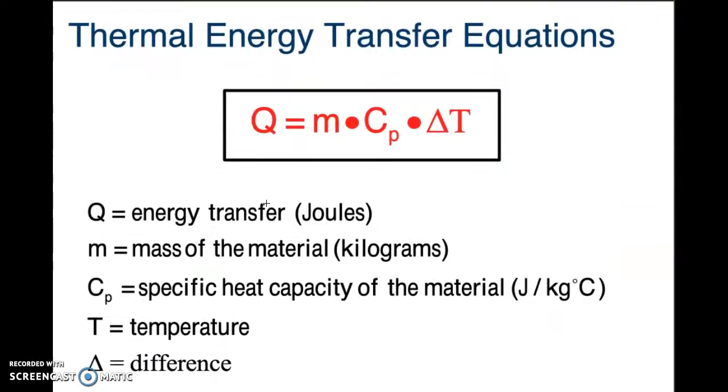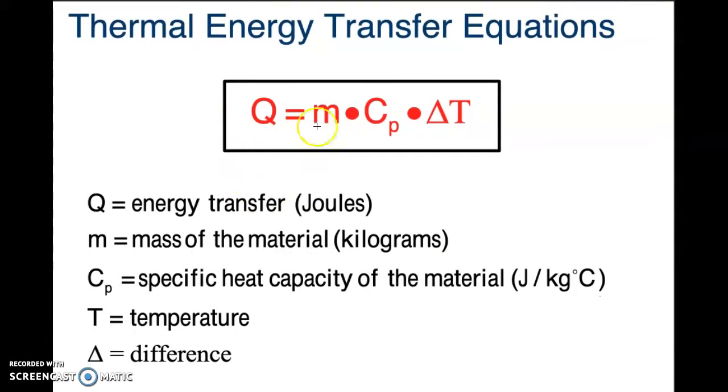Here is when we get into the crazy stuff with our equations. You have to get used to these symbols. So Q is transfer of energy in joules, m is mass, c_p is specific heat capacity. Some things are better at holding on to heat.